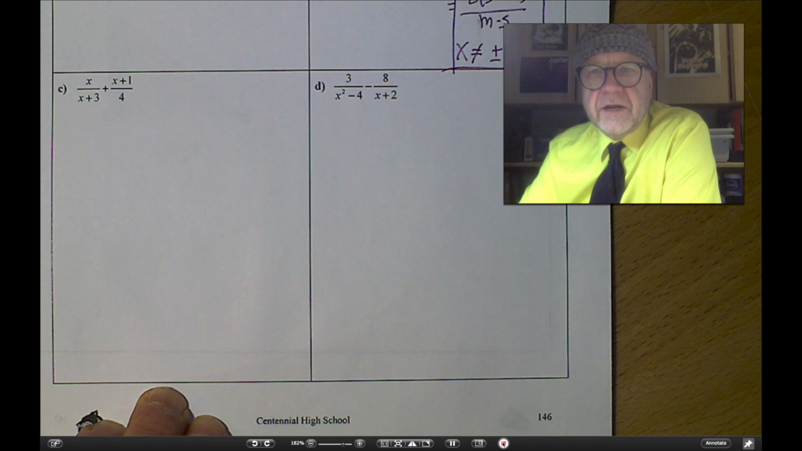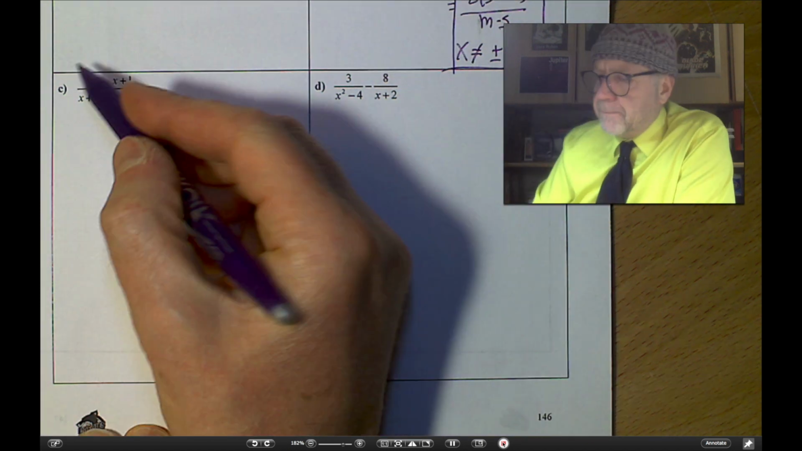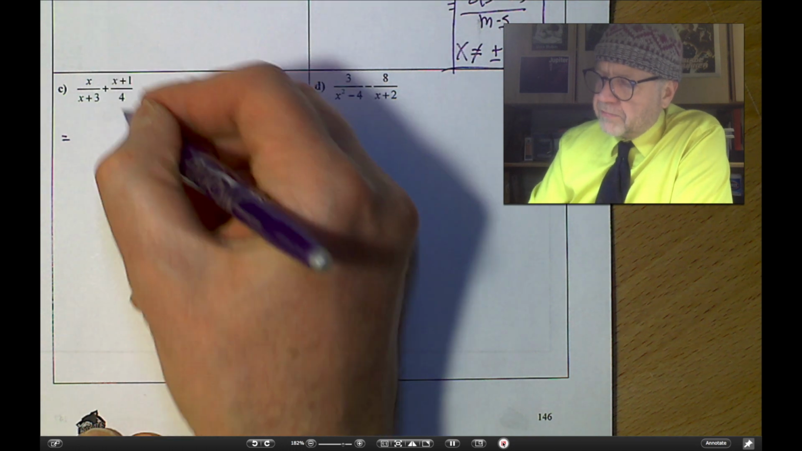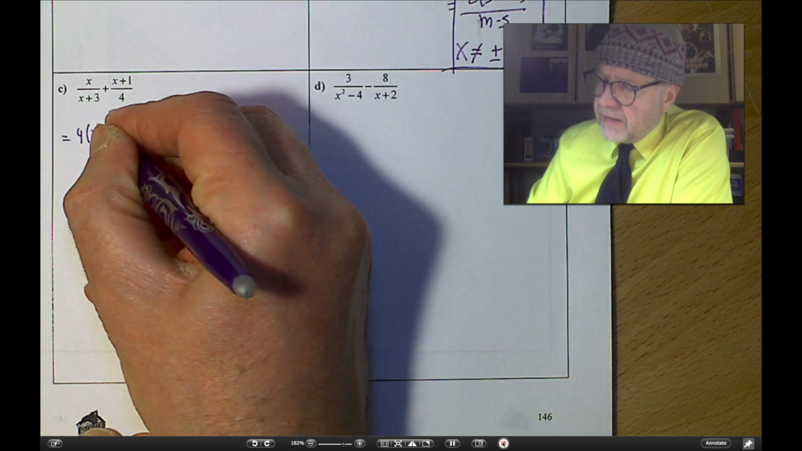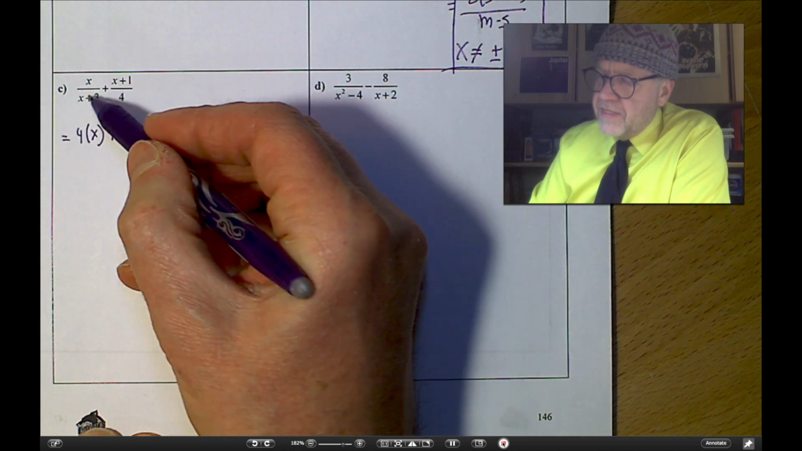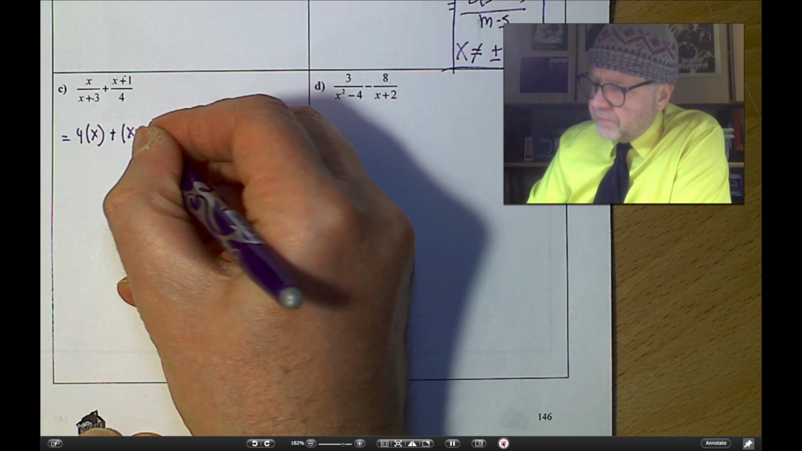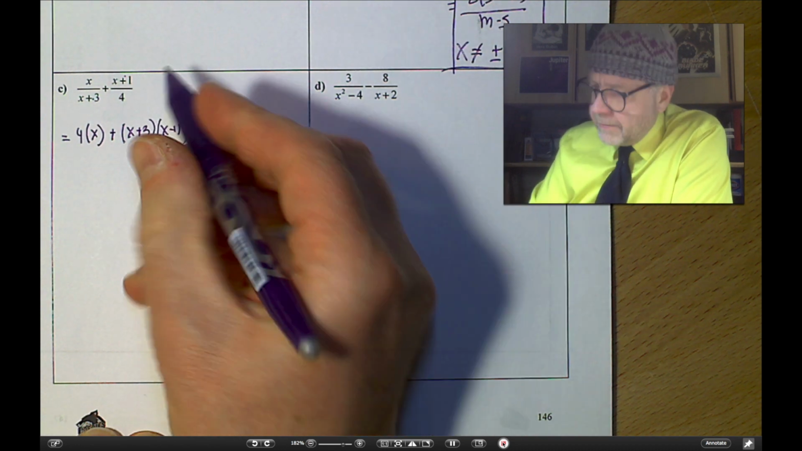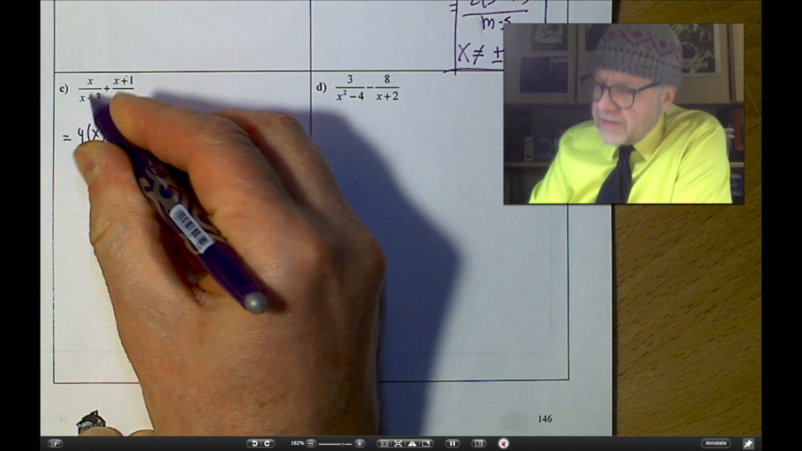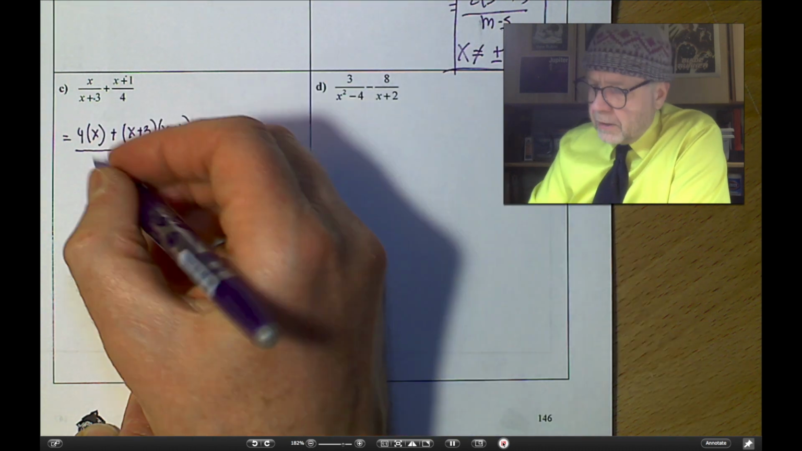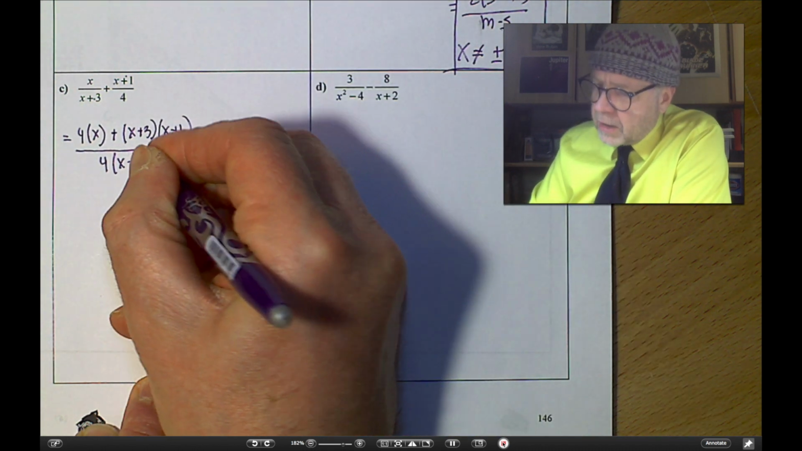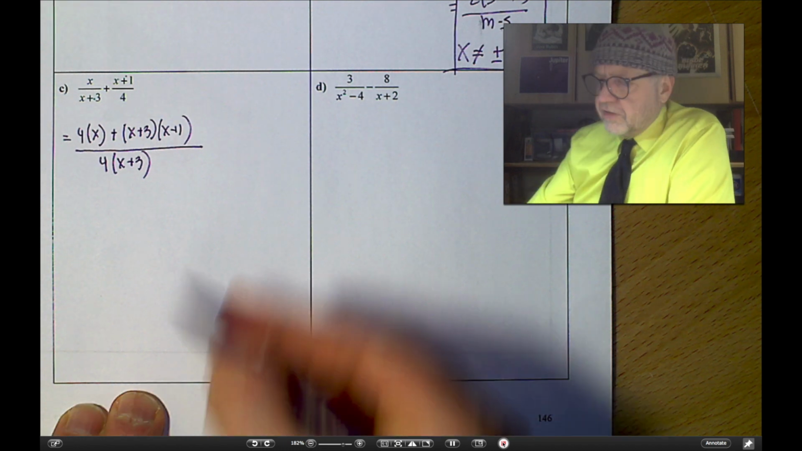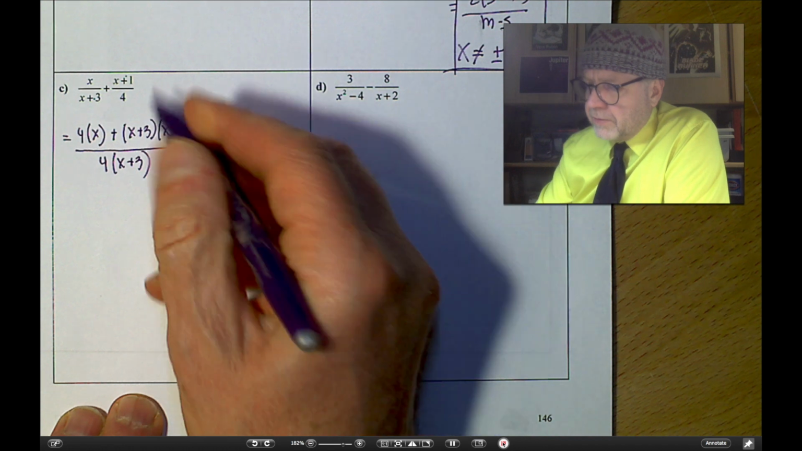What do we got here? Well, we're going to just use the basic technique of cross multiplying, okay, the cross products here. So 4 times x plus, and then this times this, right? So x plus 3 times x plus 1, okay, all over, and then we're just going to multiply 4 times x plus 3 to give us a common denominator. All right. Well, let's do some expanding then. Okay, it looks like we're going to have to do some work here.